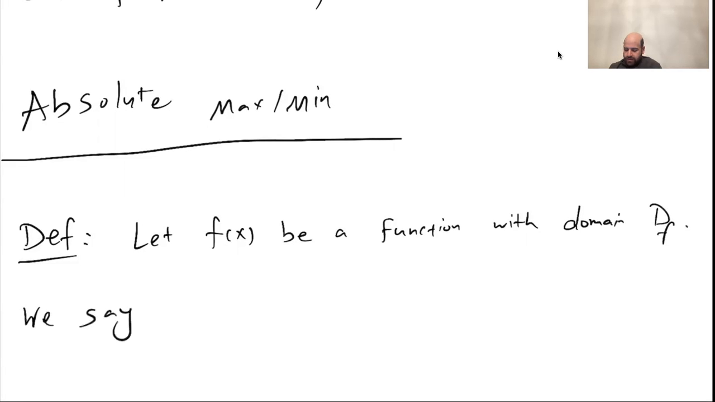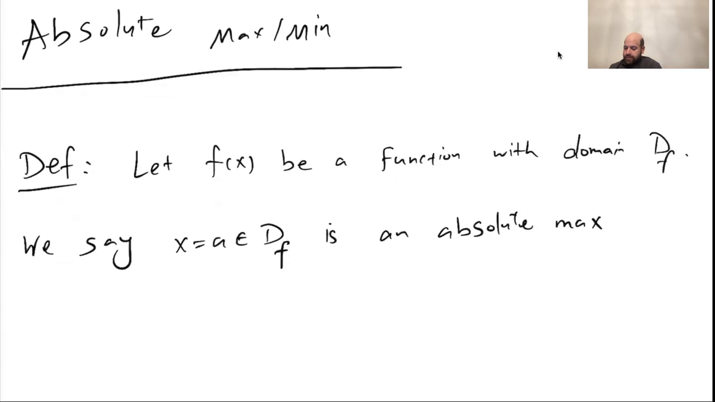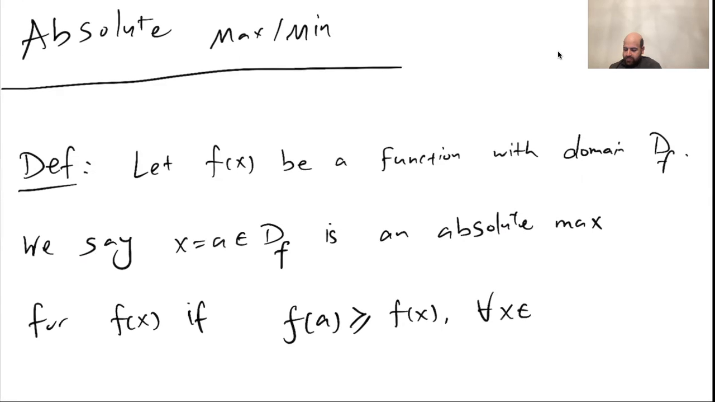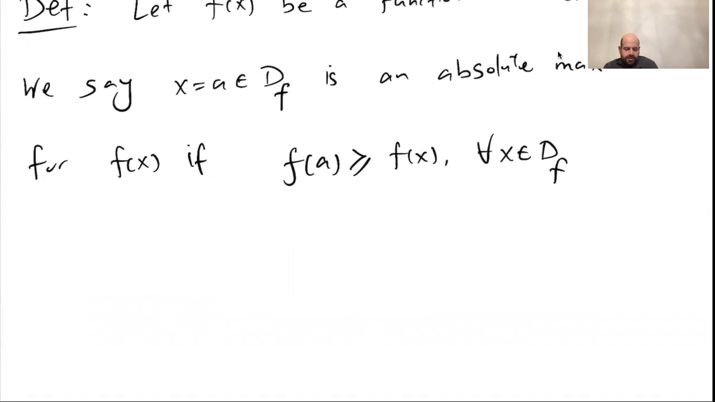We say that x equals a, inside the domain of f, is an absolute max for f of x if f of a is bigger than or equal to f of x for every x inside the domain of f. If f of a is the largest value compared to all f of x values for any x inside the domain, then we say x equals a is the absolute max for the function.